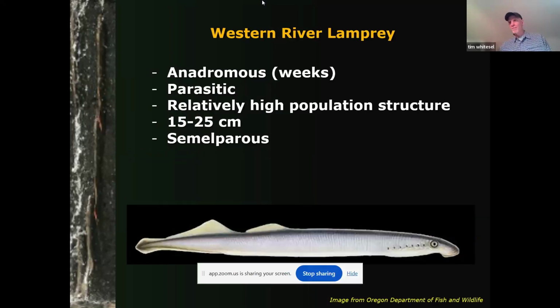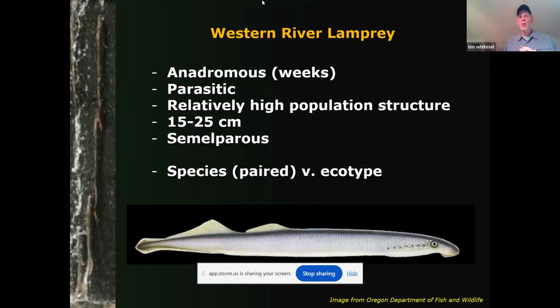Western river lamprey. So this is the Lampetra ayresii, third species on that list. They're anadromous, so freshwater, saltwater, back to freshwater. However, their time in saltwater is weeks, maybe 10 weeks. They don't go very far. They are parasitic when they're there, again, but not for very long. They have relatively high population structure because they don't go very far. They tend to come back to where they were from. Maximum size is roughly 15 to 25 centimeters. And again, semelparous, spawn once and die.